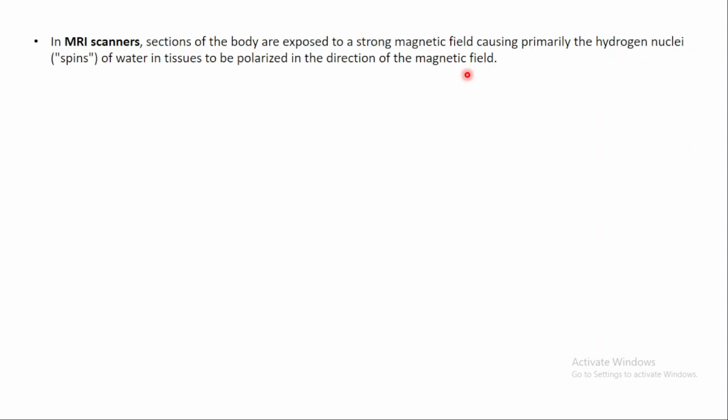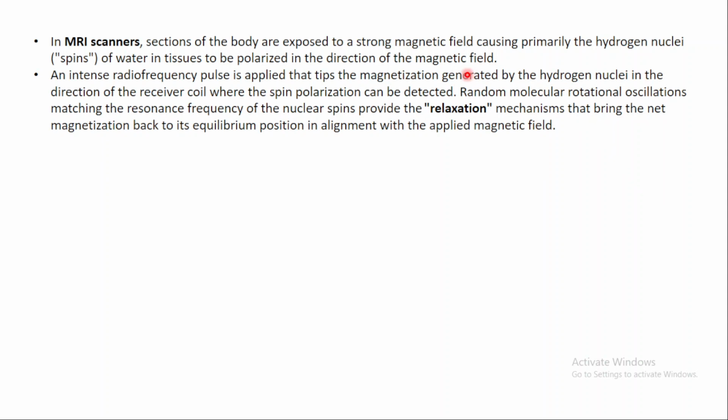All our tissues contain water. In the water molecule, the hydrogen nuclei will get polarized in the direction of the magnetic field due to the presence of the strong magnetic field. Next, an intense radio frequency pulse is applied that tips the magnetization generated by the hydrogen nuclei in the direction of the receiver coil, where the spin polarization can be detected. So a frequency pulse turns the polarization of hydrogen towards the receiver coil where it can be detected.